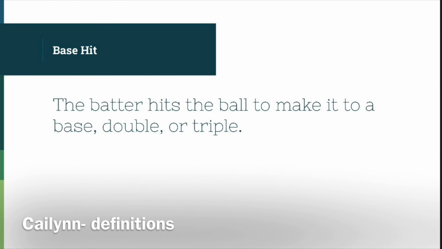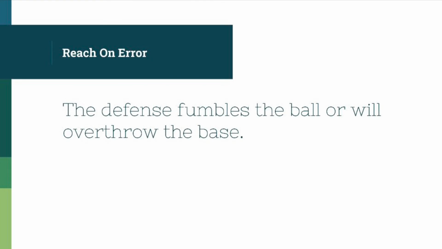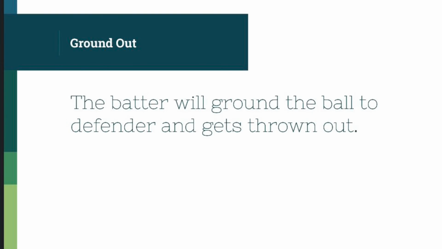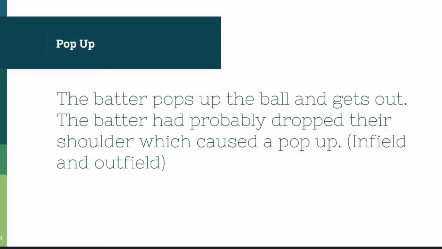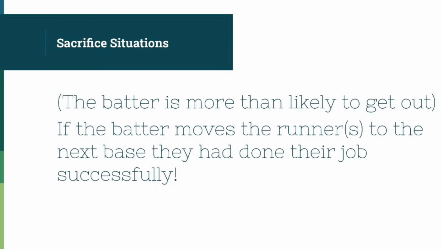Okay, so in a sacrifice situation for a base hit, the batter hits the ball and makes it to a base, or double, or triple. A reach-on error is the defense fumbles the ball or overthrows the base. A ground out would be the batter grounds the ball to a defender and gets thrown out. A pop-up, the batter pops up the ball and gets out. The batter probably dropped their shoulder, which caused the pop-up. There can be infield pop-ups and outfield pop-ups. In a sacrifice situation, the batter is more than likely to get out. If the batter moves the runner or runners to the next base, they did their job successfully.